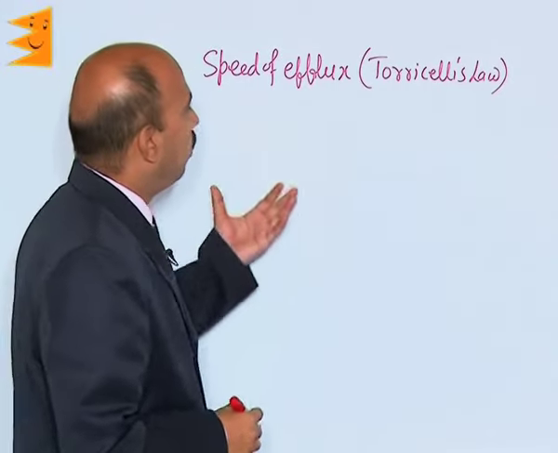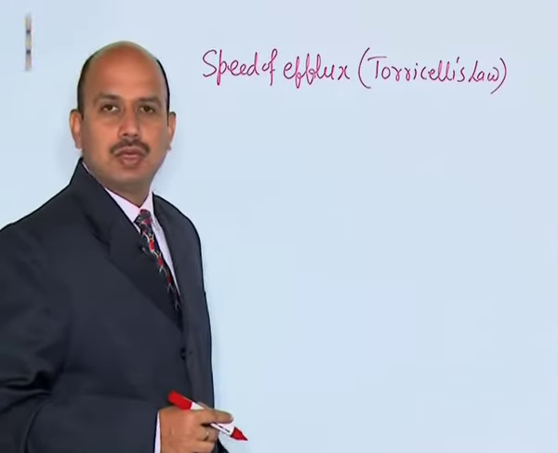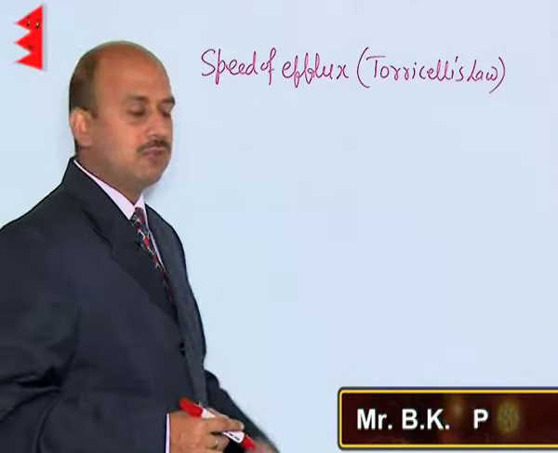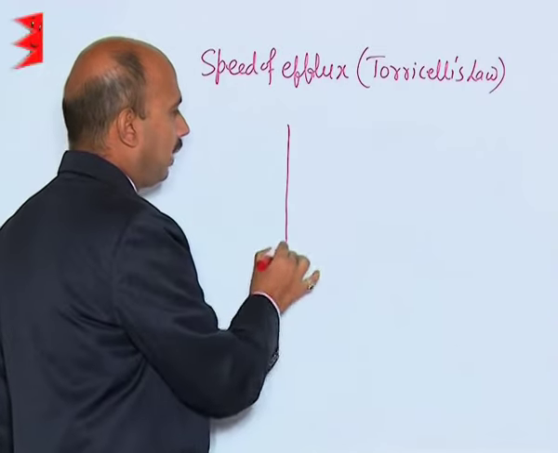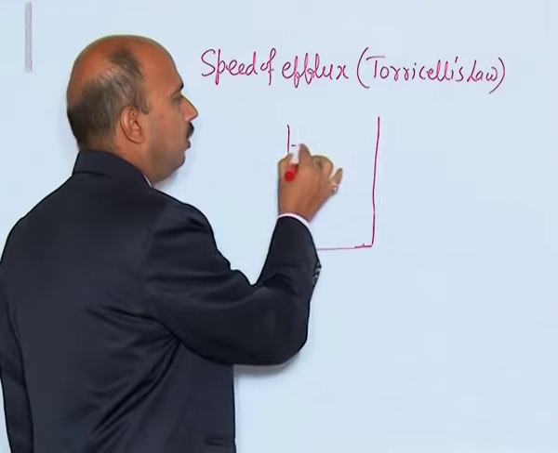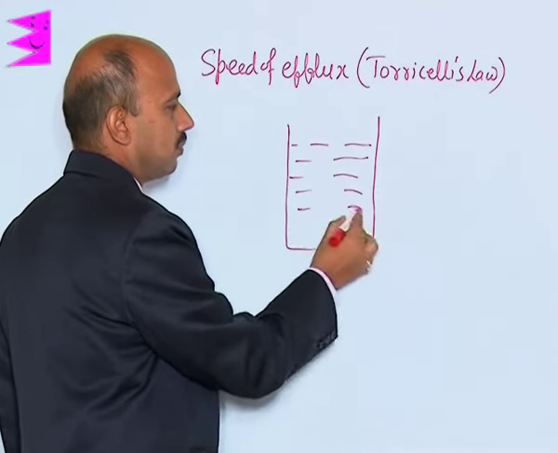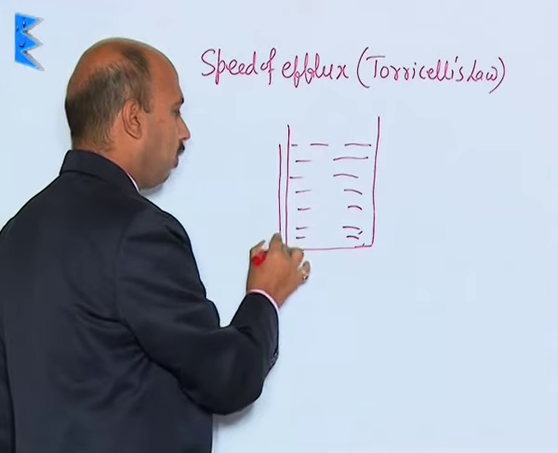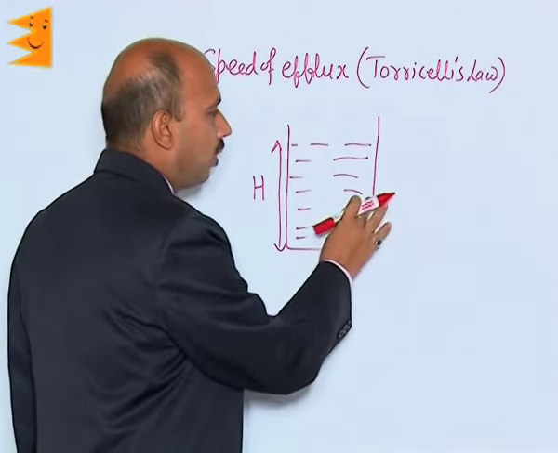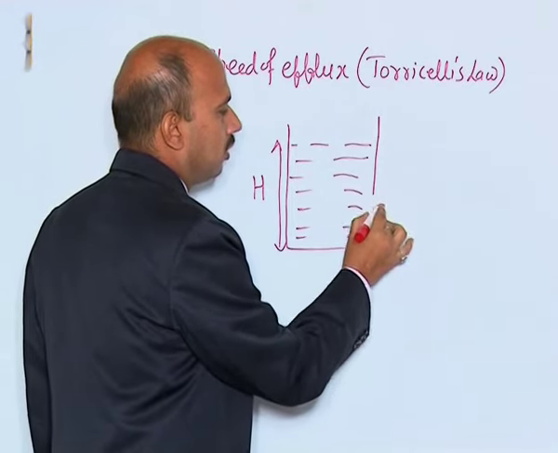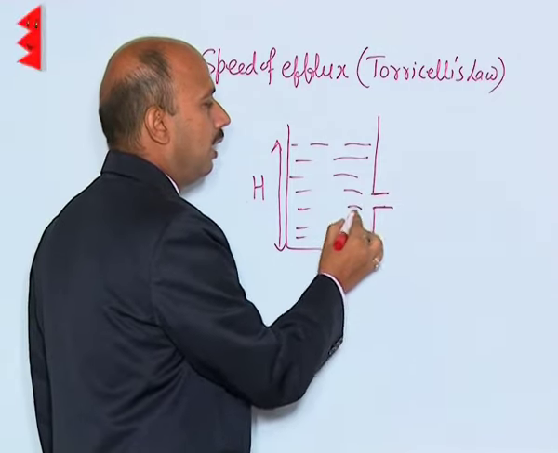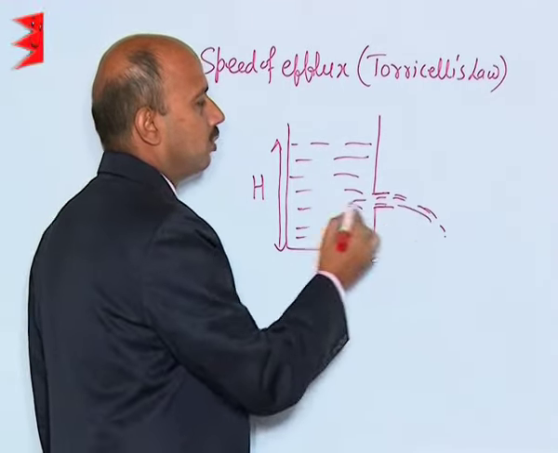Now see here, speed of efflux or Torricelli's law. Actually, the speed of efflux can also be calculated using Bernoulli's principle. Suppose you have taken a container in which water is filled, and its height from the ground is, suppose, H. Now a narrow hole, called an orifice, is made here, and the liquid will flow out through this hole.